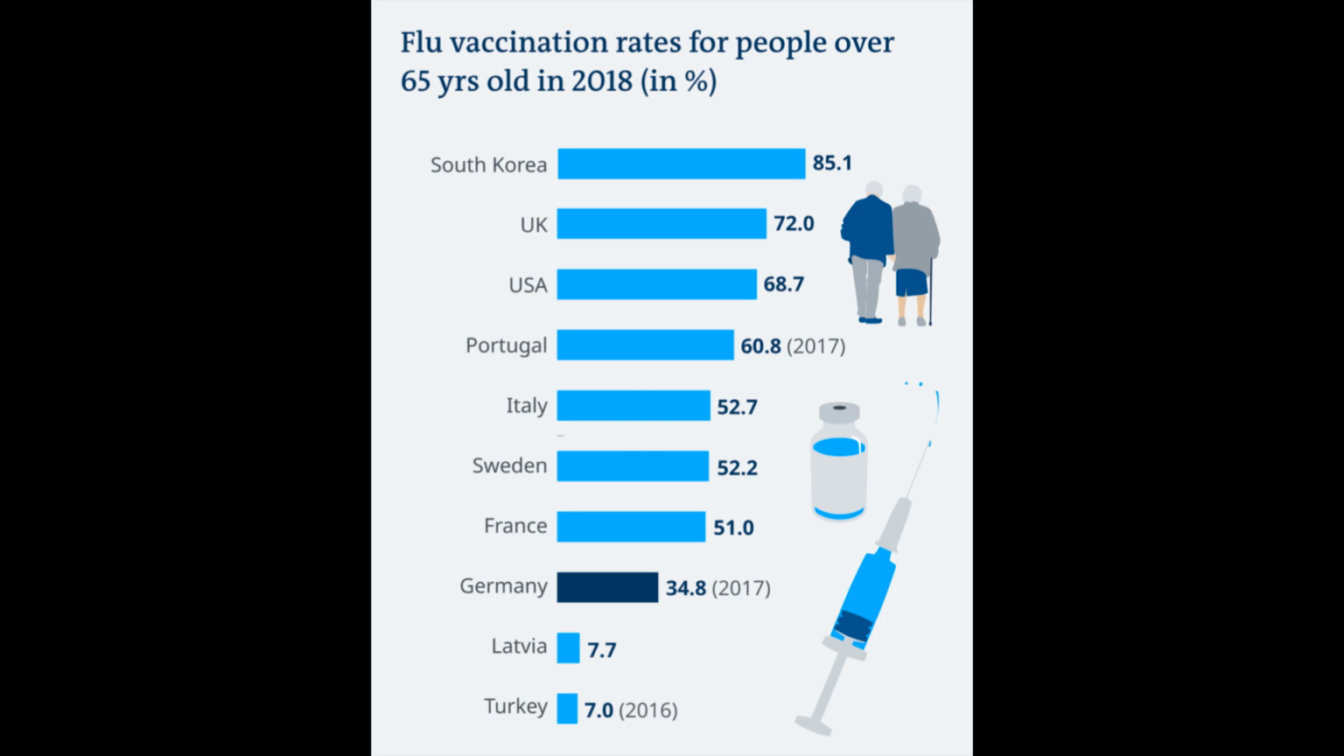which is around 72%. You can see from this graph that the highest value is in South Korea, which is 85. You can also see from this graph that the lowest value is in Turkey. In conclusion, flu vaccination rates vary greatly.